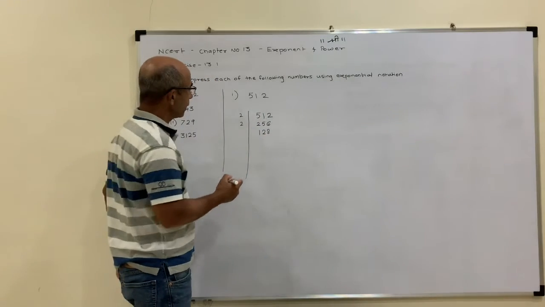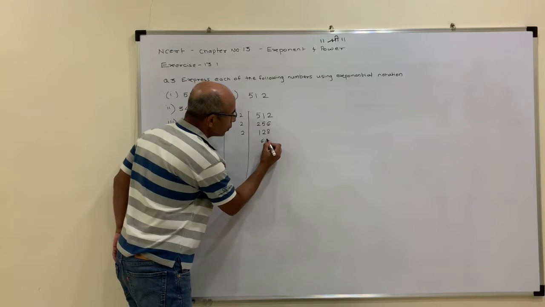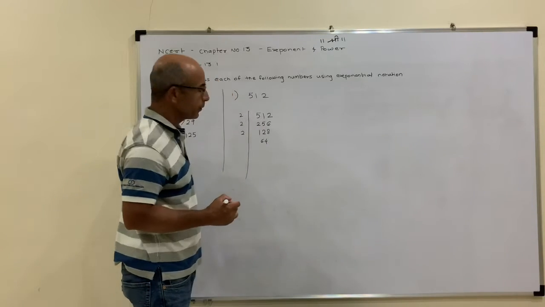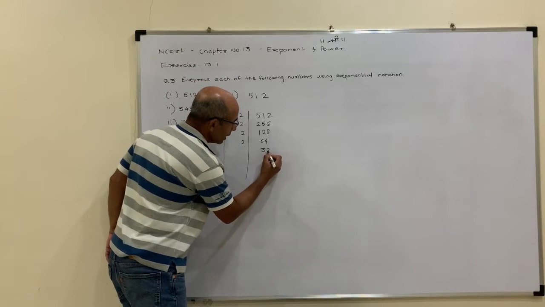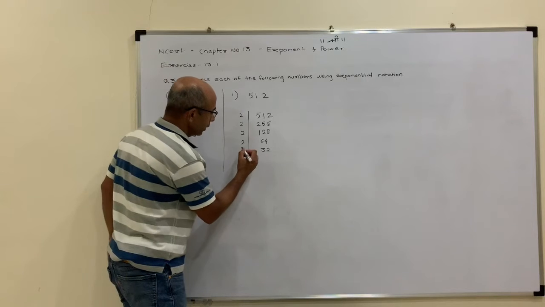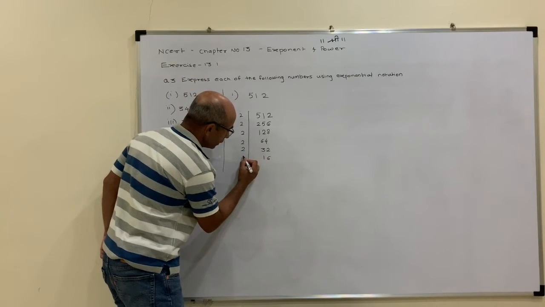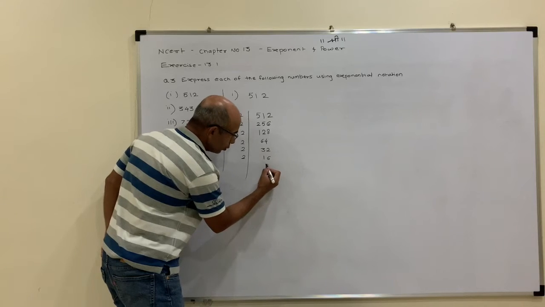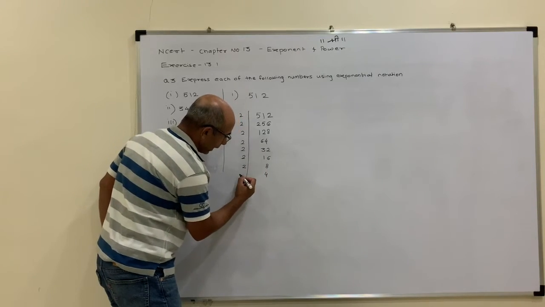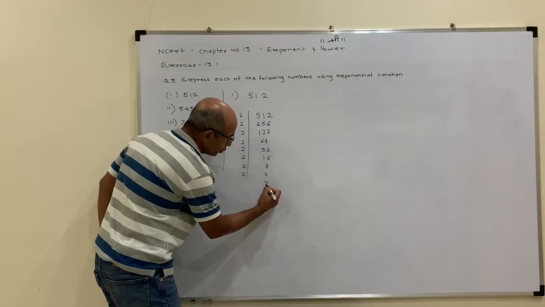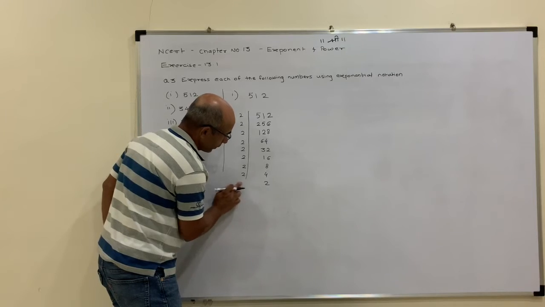16. Now again I divide by 2. 2 6s are 12, 2 4s are 8. Now again I'll divide by 2. 32 2s are 64. Then 16 2s are 32. Then 8 2s are 16. Then 4 2s are 8. Then 2 2s are 4. Then 2 1s, we can say 1, or we can stop over here.